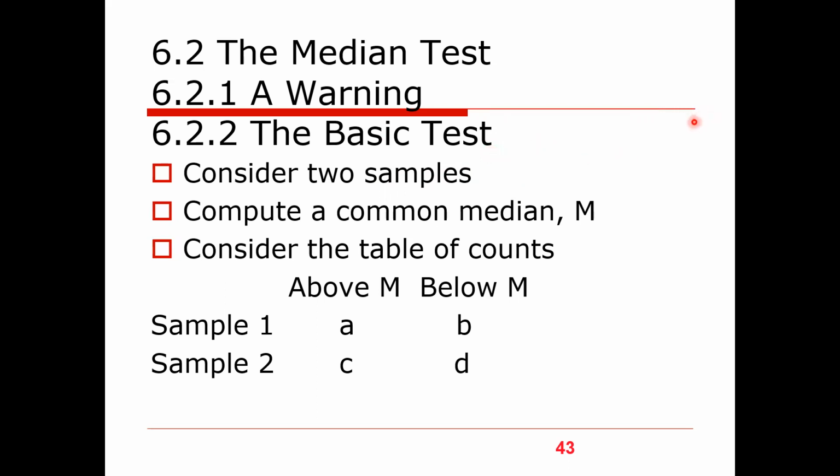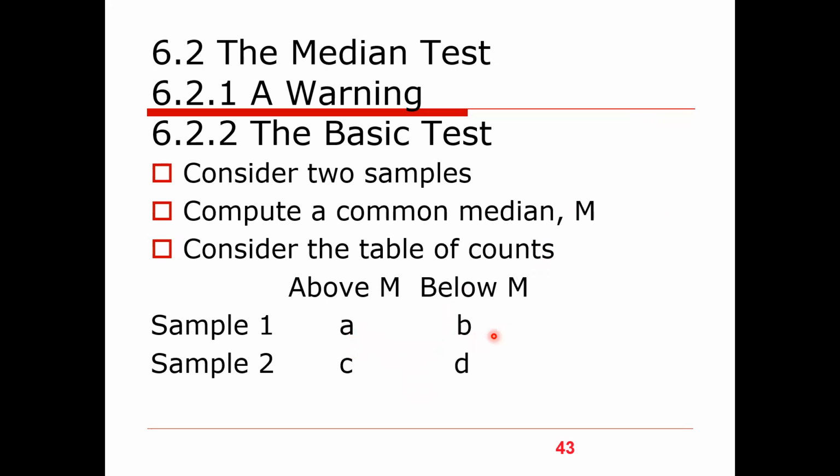It works like this. Given two independent samples, which are different from paired samples, we combine them into one big sample, then compute the common median of the big sample. We use the big M to denote this common median. Then we count how many observations in each sample are above M and below M, and list them in this table.